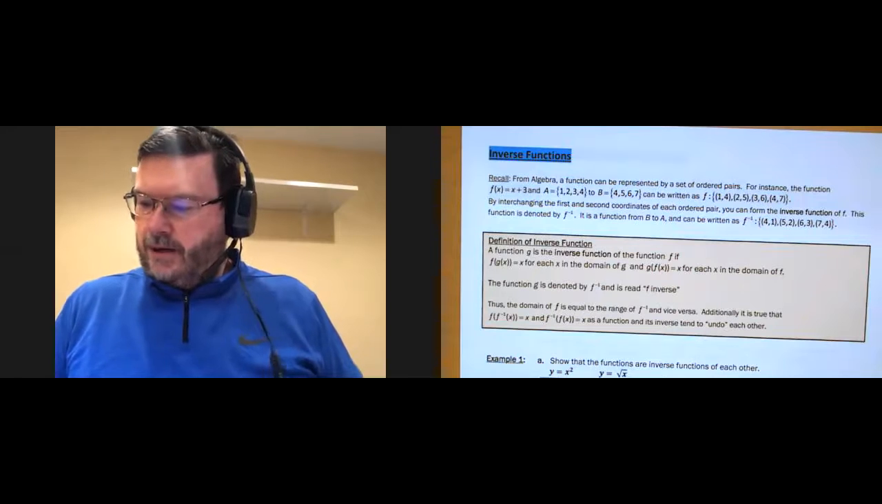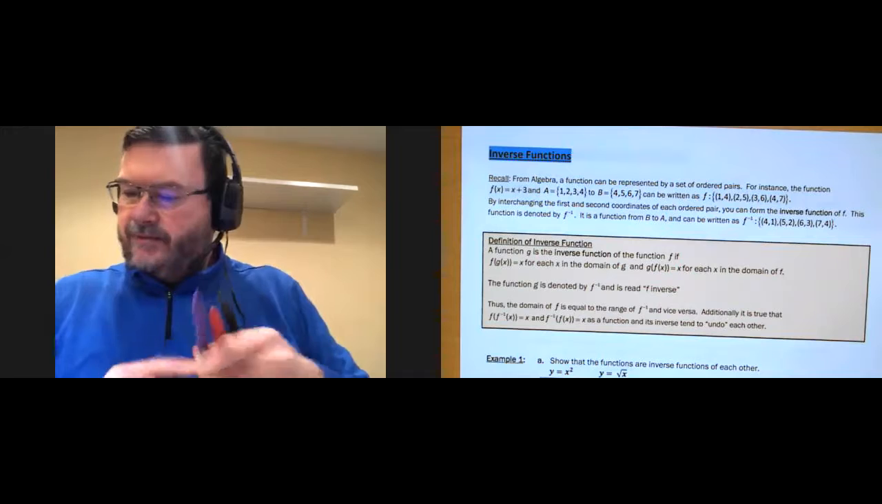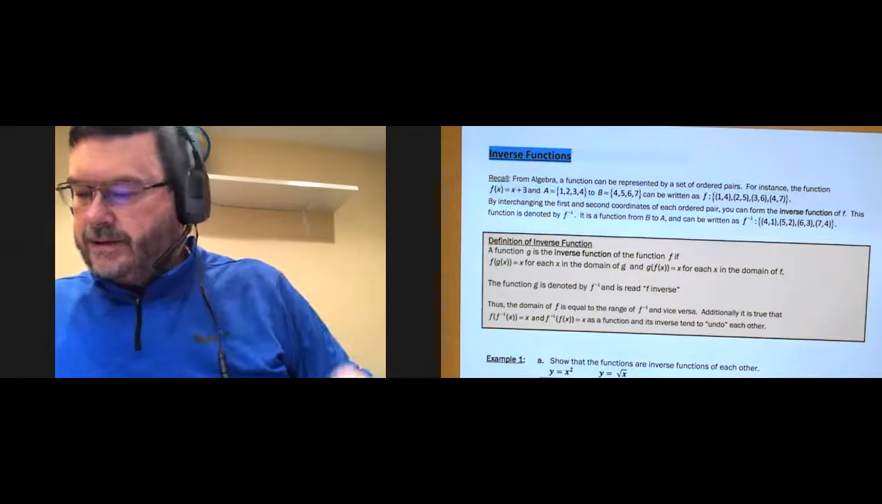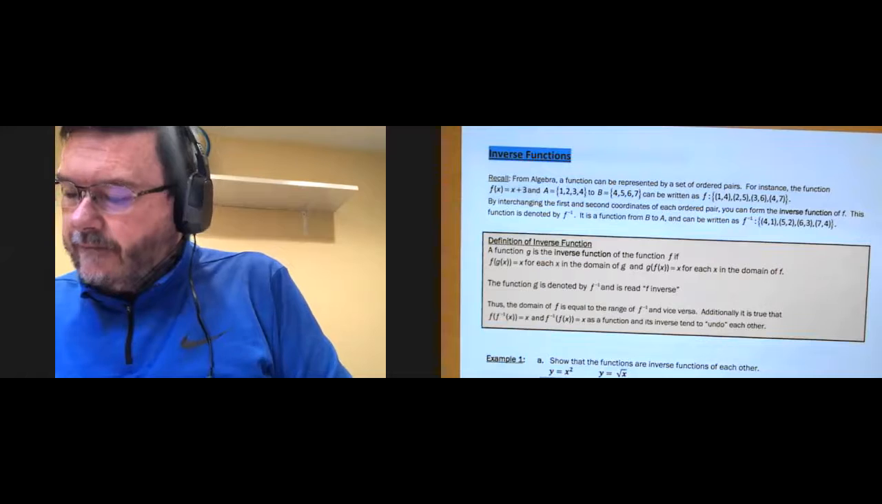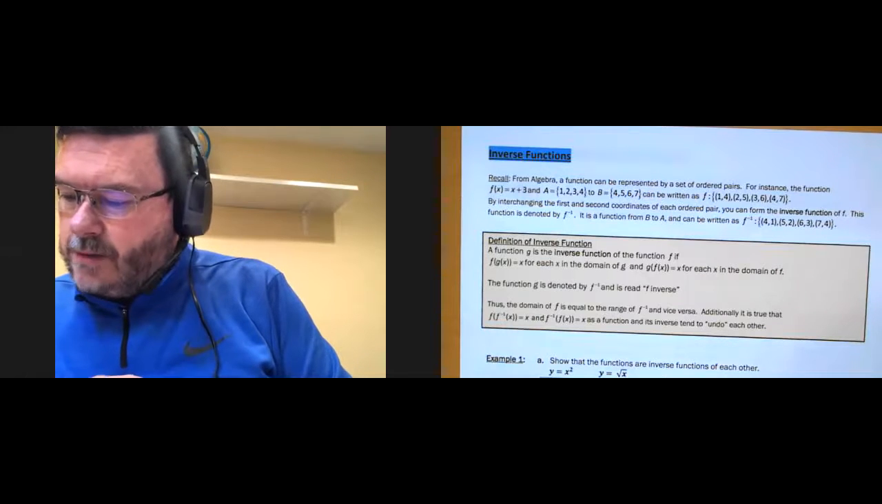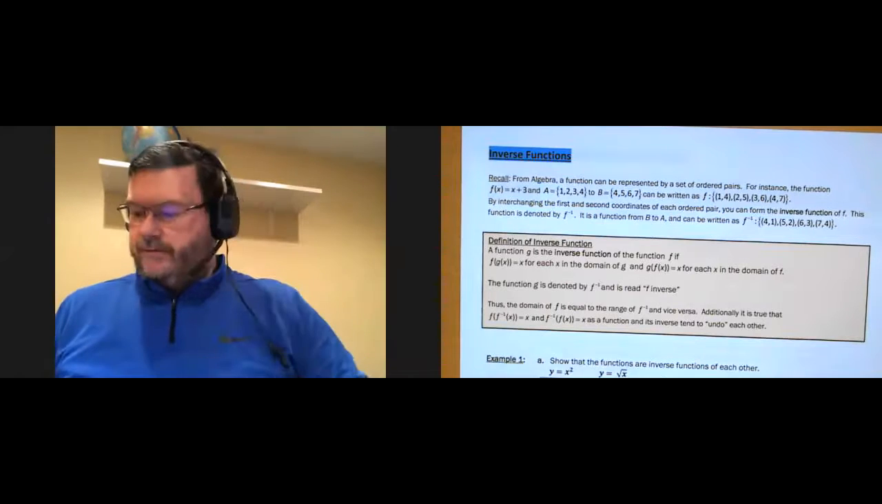Just to recall from algebra, a function is represented as a set of ordered pairs. For instance, the function f of x is equal to x plus 3 has the x values of 1, 2, 3, 4, and the y values 4, 5, 6, 7. Then the coordinate points, if I plug in 1, 2, 3, is going to give me those function values.